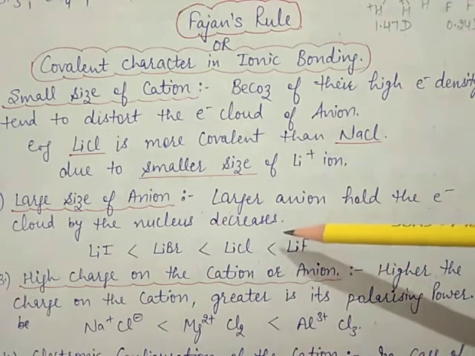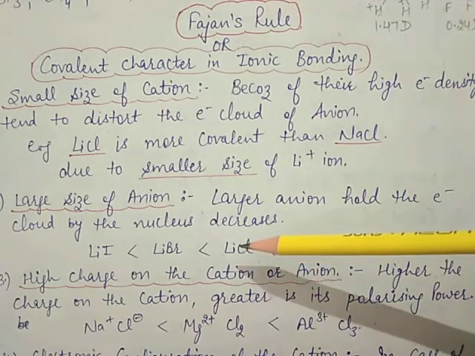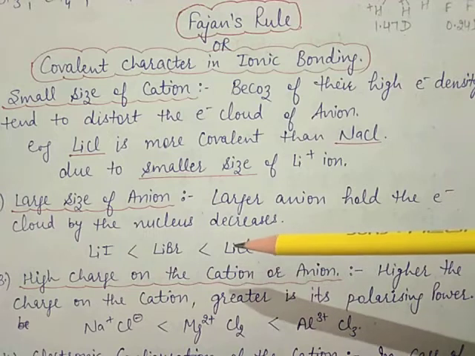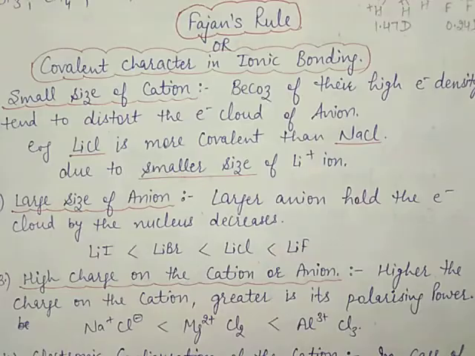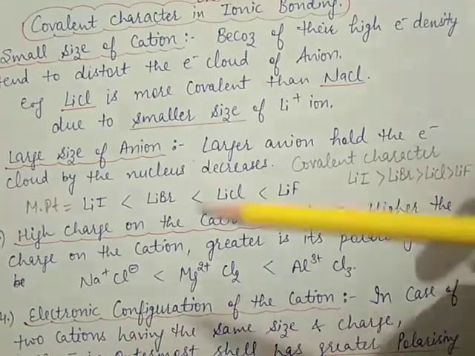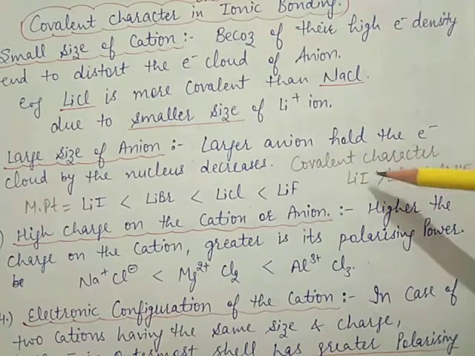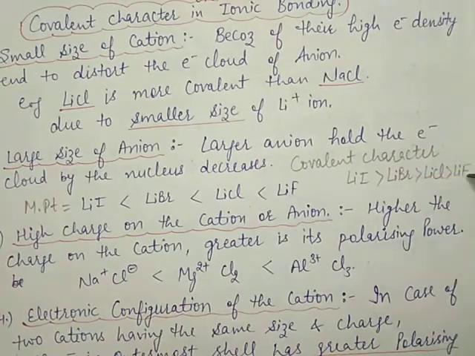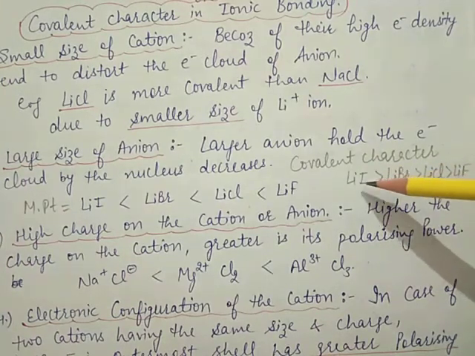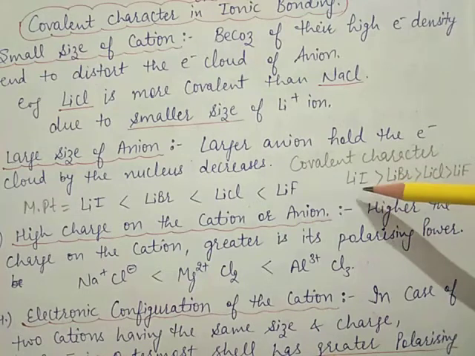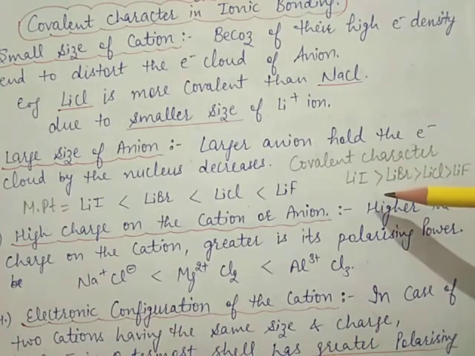But here we discuss covalent character, so its order is reversed. Like this. This is the melting point order and this is the covalent character order. Because the anion size is larger, so fluorine, chlorine, bromine, iodine have increasing size, so the hold of the nucleus on the electron cloud decreases, so the covalent character increases.